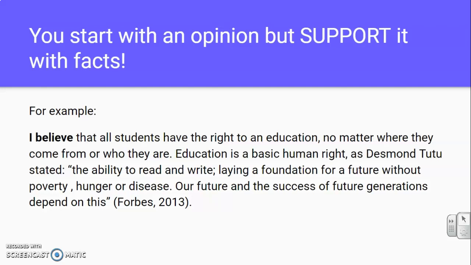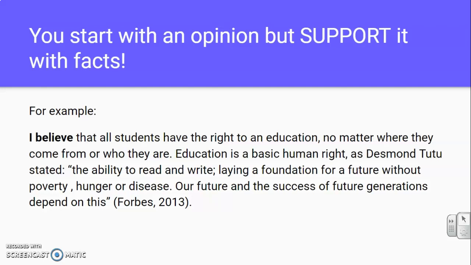So right here it says, I believe that all students have the right to an education, no matter where they come from or who they are. Okay, so this is my opinion. So other people could have a different opinion than me. But sometimes you think about, okay, what is the best way to get everybody to agree with me? Usually the best way to get people to agree with you is to point to other people or other sources and say, hey, they think the same thing and this is why. These are the hard facts that show why I am right.